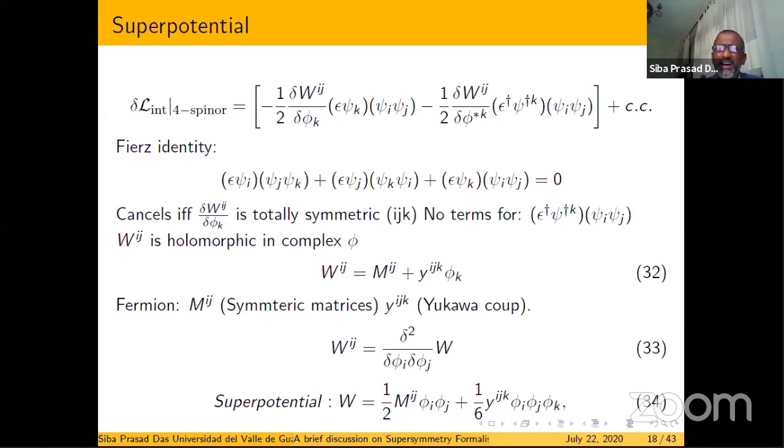So you see how people got the idea of the superpotential, because it comes from the supersymmetric transformation of the L interaction in the four spinor part, together with the holomorphicity of the W_ij function. This is basically called the superpotential, and it only contains the mass matrices for the fermion, and Y_ijk is the Yukawa coupling for the fermion. We'll come back to that.